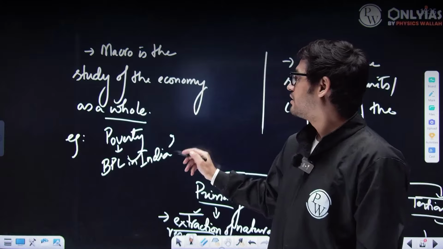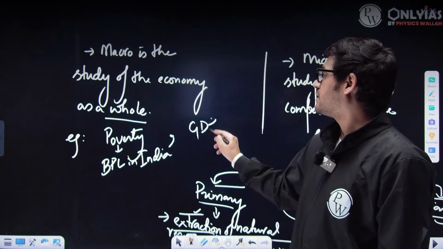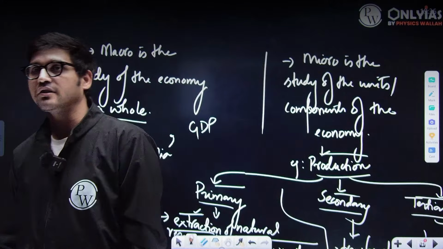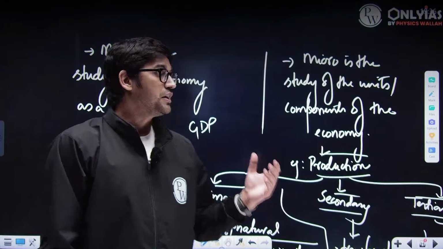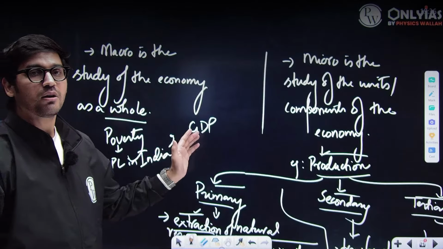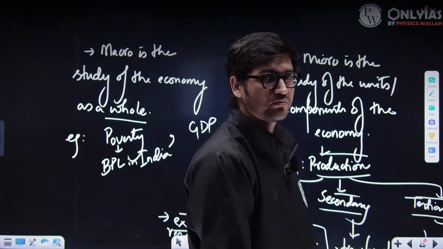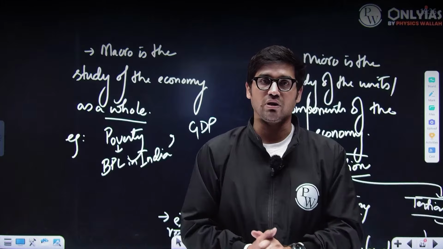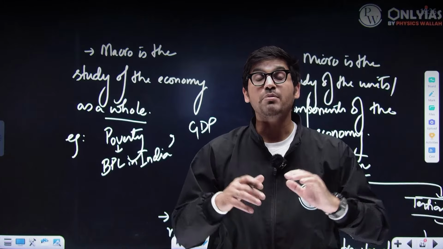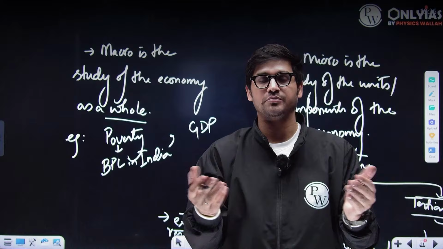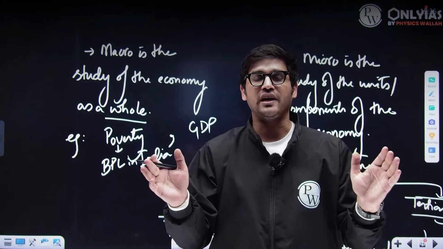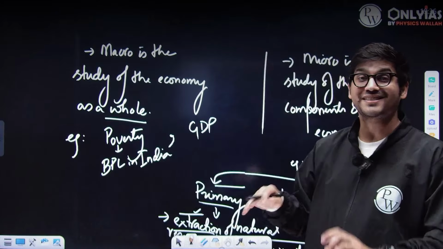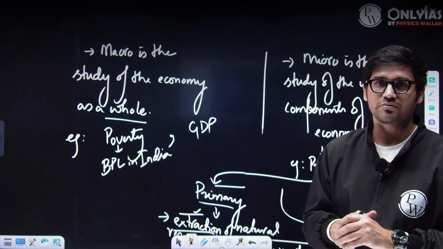If I am saying India's GDP will turn to 10 trillion in the next 10 years, is GDP a macroeconomic indicator or a microeconomic indicator? GDP simply means all the final goods and services produced by an economy. GDP will be about the entire economy. All the final goods and services produced in an economy will comprise its GDP. GDP is a macroeconomic indicator.